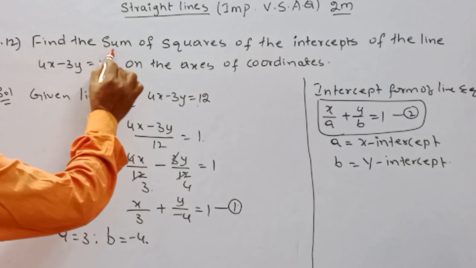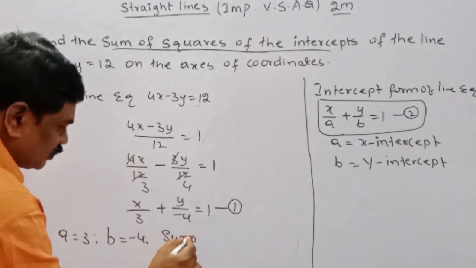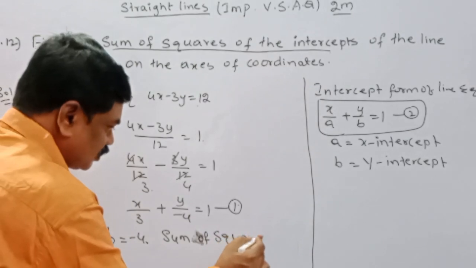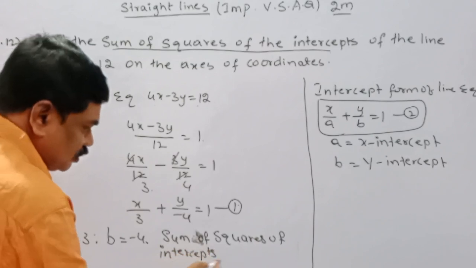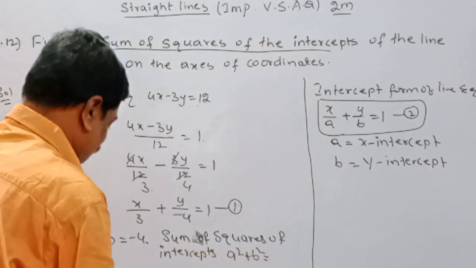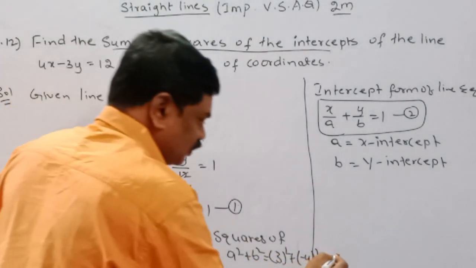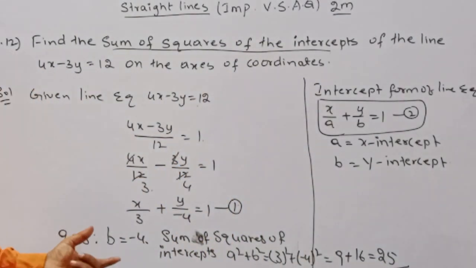So, find the sum of squares of intercepts. Sum of squares of intercepts: a square plus b square is equal to 3 square plus minus 4 whole square, equal to 9 plus 16 is equal to 25. Sum of the squares of intercepts is equal to what? 9 plus 16 is equal to 25 is the answer. Okay, all of you. That's all.